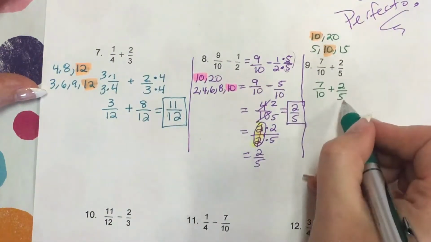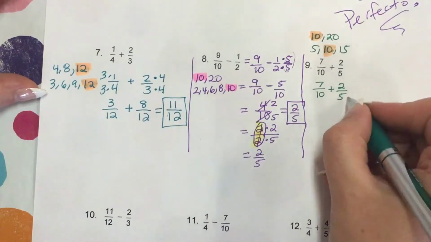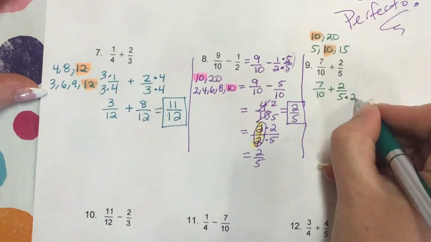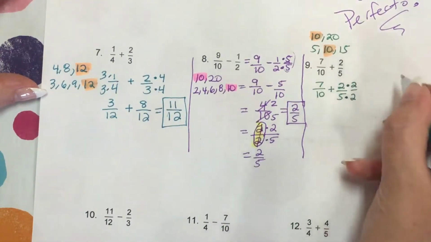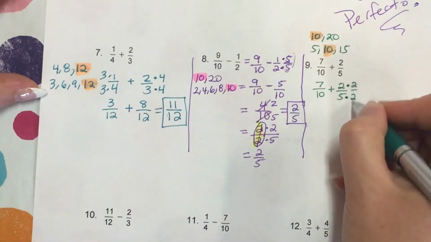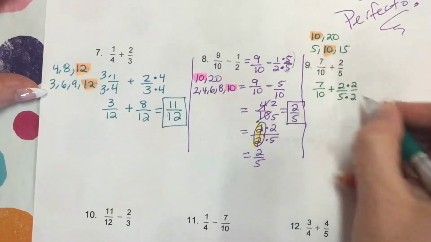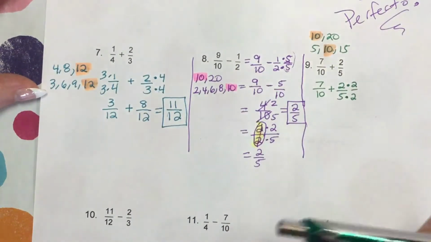Now I have 2/5, but I need to make this into a 10. So that means I need to multiply it by 2. Whatever I do to the bottom, I have to do it to the top. So it's 2 divided by 2, and 2 divided by 2 is 1, and I can multiply this number by 1, and everything is A-okay.